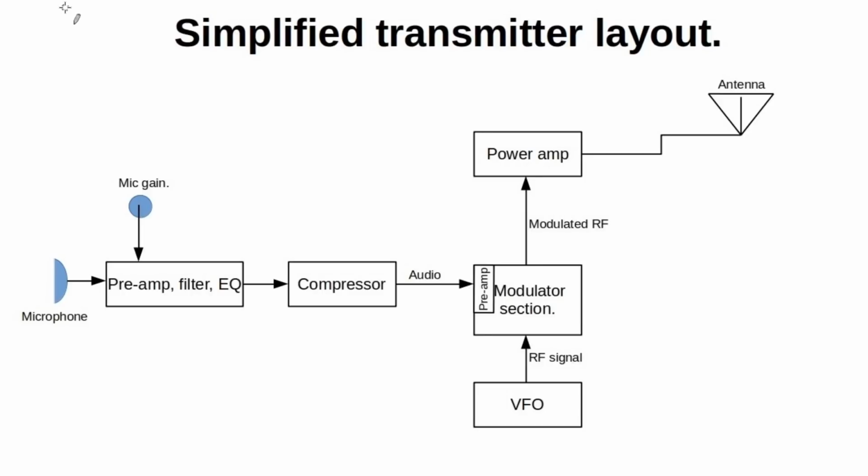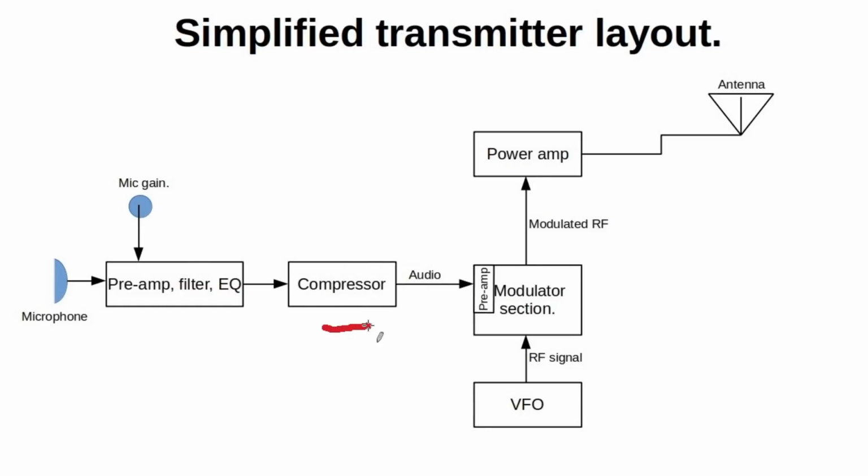So this is extremely simplified, but it gets the idea across. Your audio source, your microphone over here, feeds into a section that does a little preamplification because the signals from a mic are very, very tiny. Filtering, equalization, and the preamp section of this will usually be controlled by your mic gain control, right? That's how you control how much oomph and push you're getting out of that microphone.